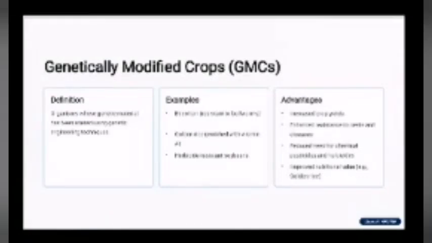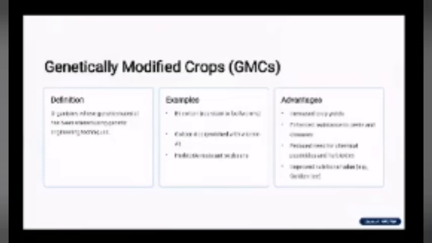For some weeks now we have been looking at crops, at plants, plant diversity, structure, their tissues, their reproductive system, and today we want to look at genetically modifying some crops. So GMC, genetically modified crops. So what are genetically modified crops?